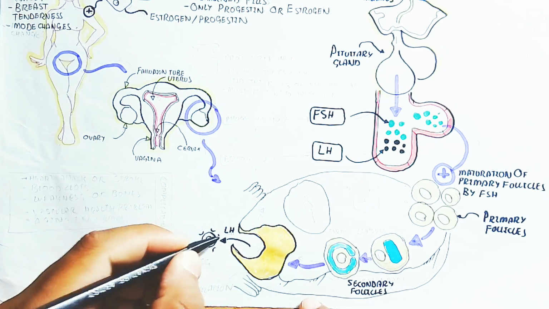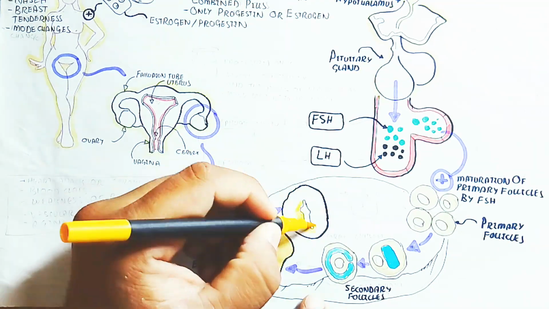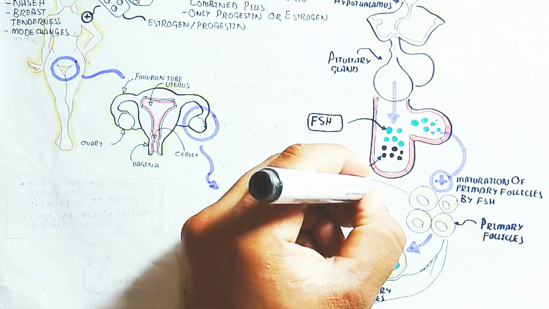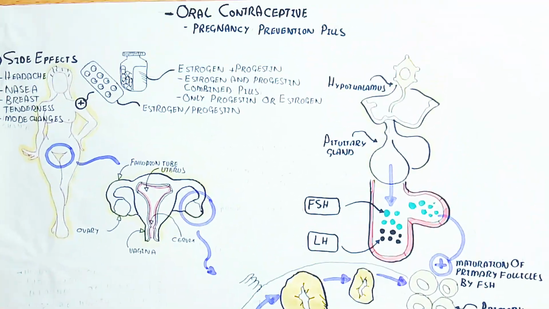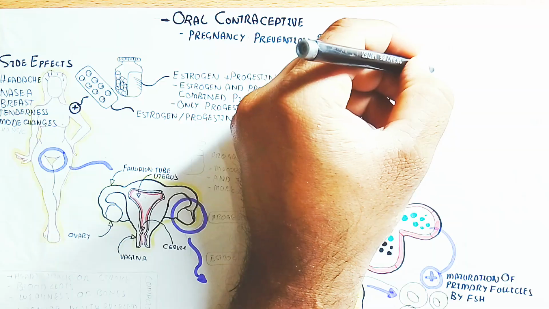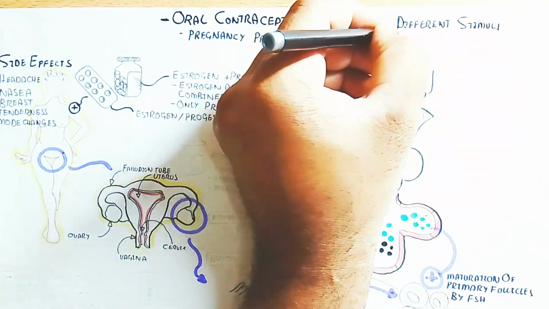Remember, when the egg is released, ovulation leaves something behind. The structure is known as the corpus luteum. This is the glandular yellowish structure which supports the pregnancy throughout the period of the pregnancy.